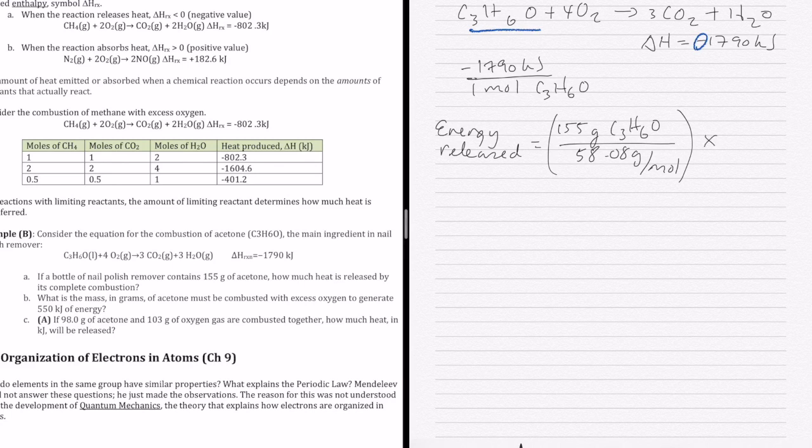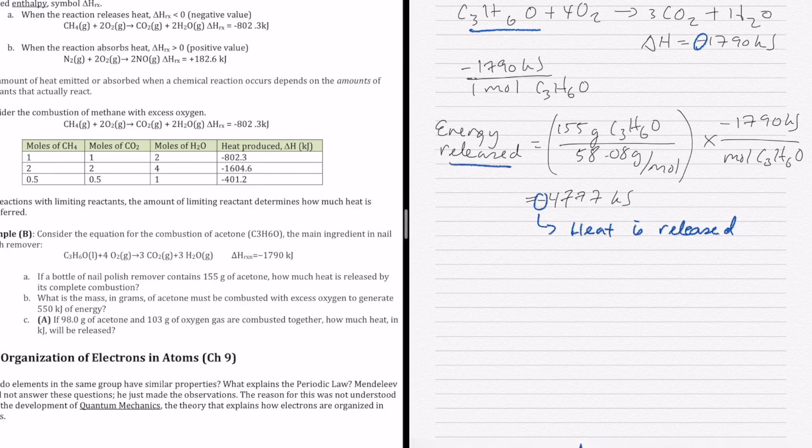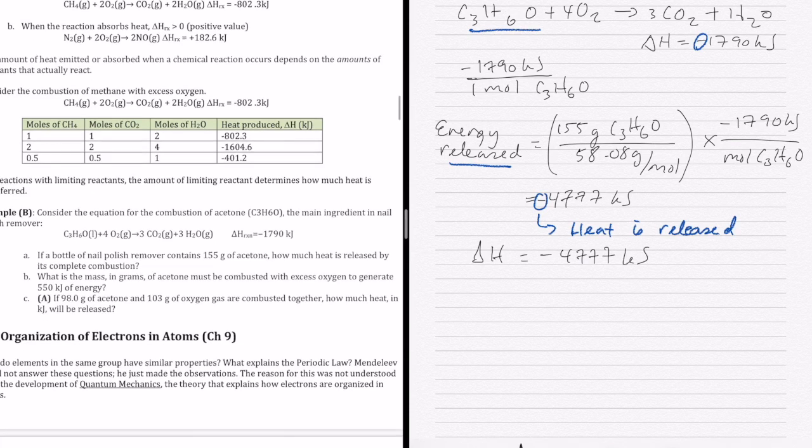You're just going to multiply that by your conversion factor between acetone and energy or heat, and you end up getting negative 4,777 kilojoules. Now, just to be clear, the negative here indicates that heat is released. So in certain cases, if you already said the word release, you can also not put the negative in there. If your answer is in the form of the delta H, then you would say the delta H is negative 4777 kilojoules.